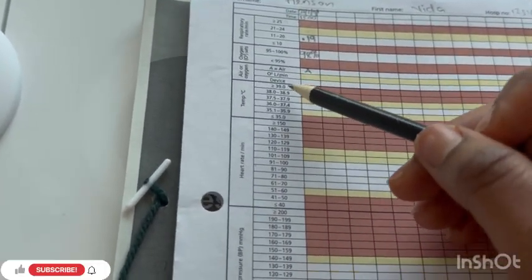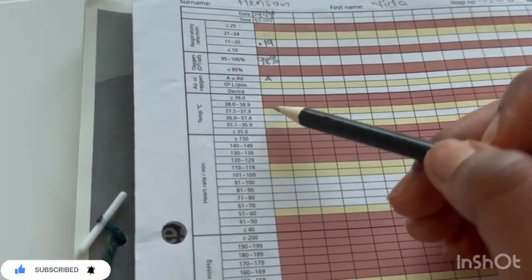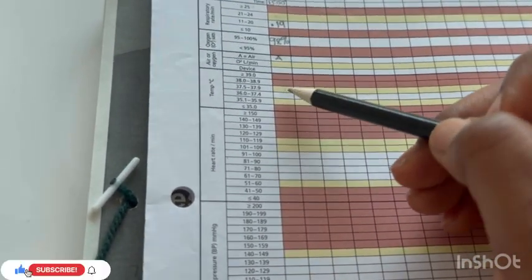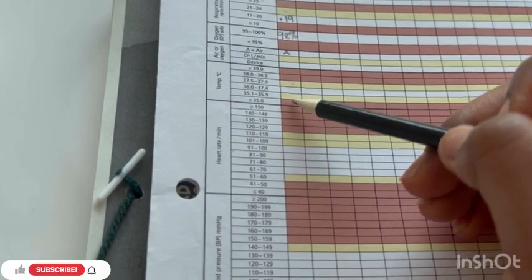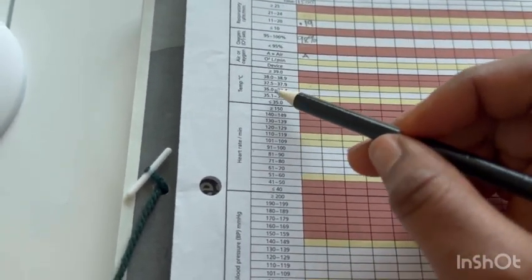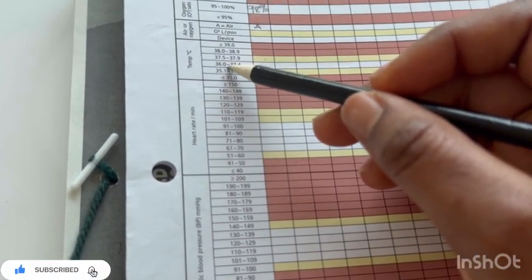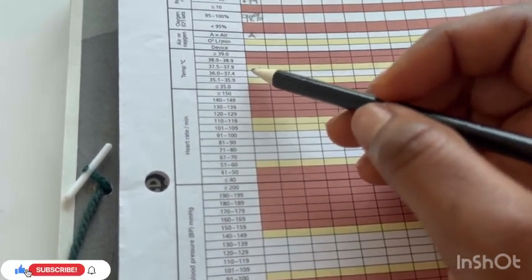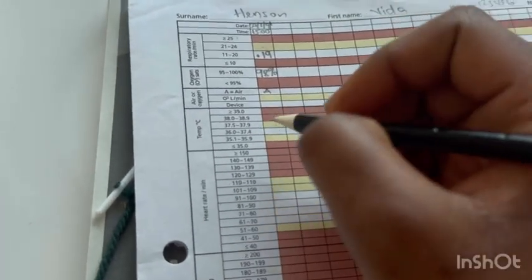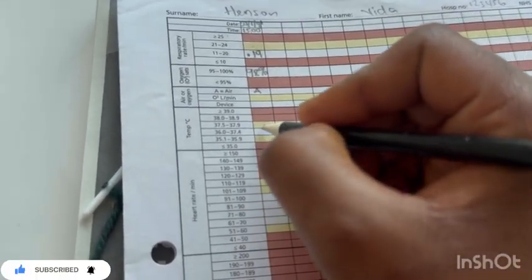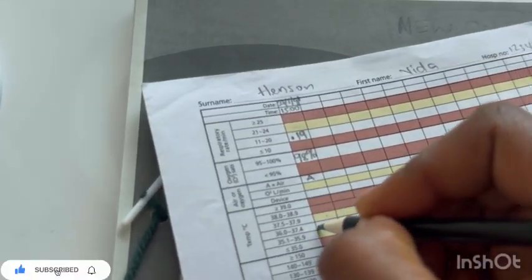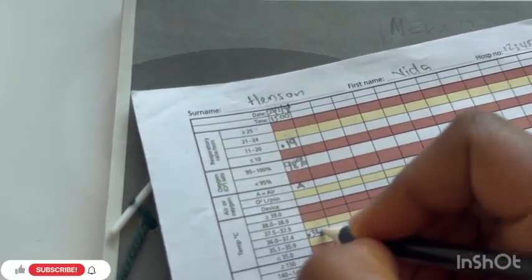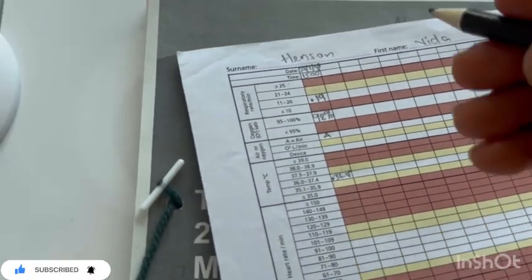Then we come to temperature. So the temperature, you can see we've got red boxes, amber box, white box, come back to amber, and then red box again. So the normal temperature for an adult is 36.0 to 37.4 degrees Celsius. Okay, so let's say, for example, your patient's temperature was 36.4 degrees Celsius.